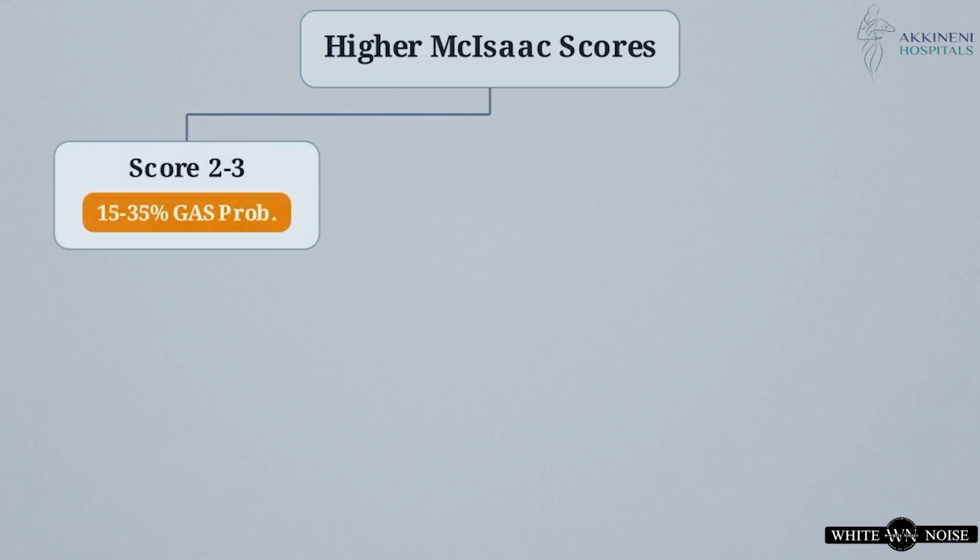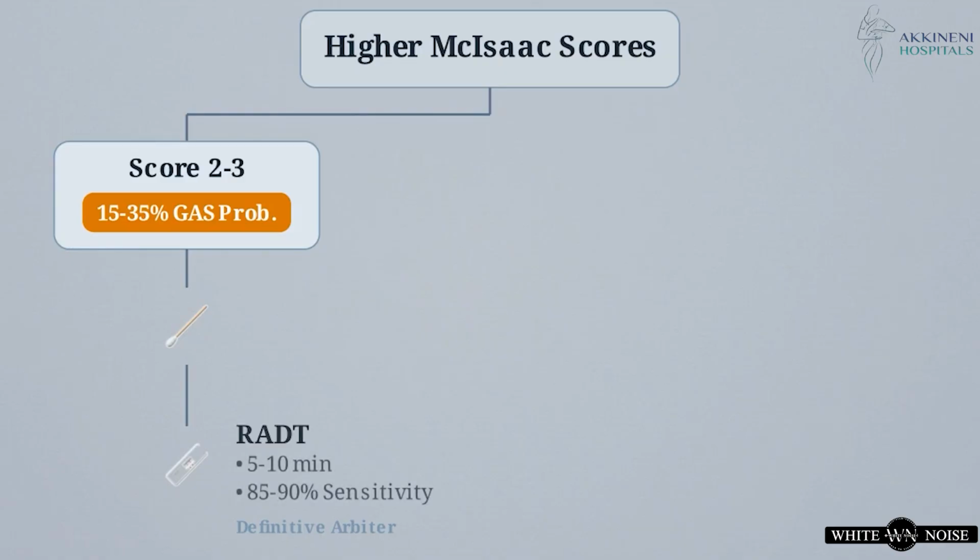This branching decision tree outlines the protocol for higher McIsaac scores. Patients scoring a 2 or 3 fall into a 15 to 35% probability range, which mandates diagnostic verification via testing. The required test is the Rapid Antigen Detection Test, or RAT. It acts as the definitive arbiter for moderate scores, delivering results in 5 to 10 minutes with roughly 85 to 90% sensitivity.